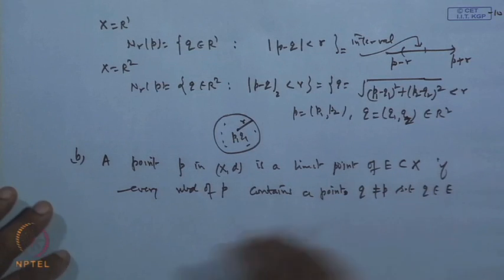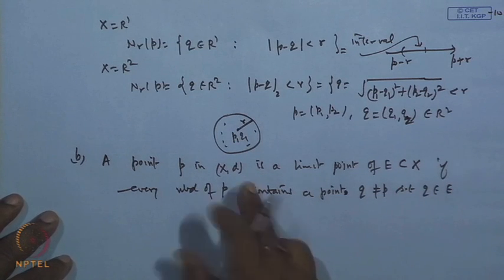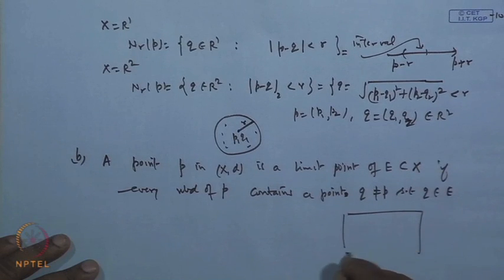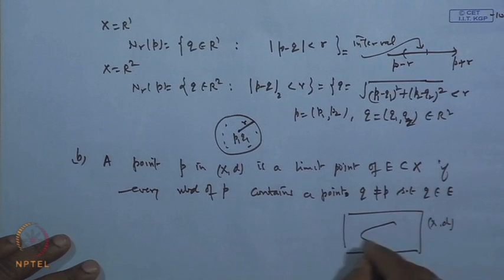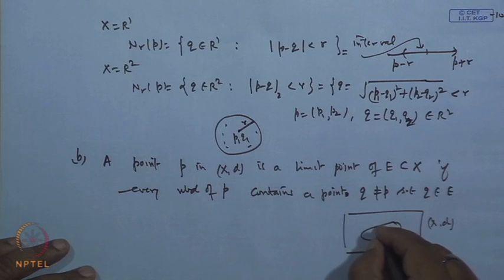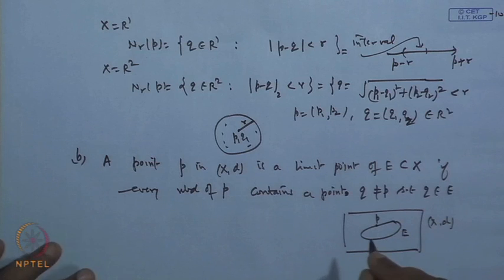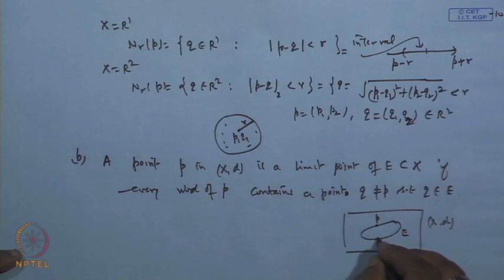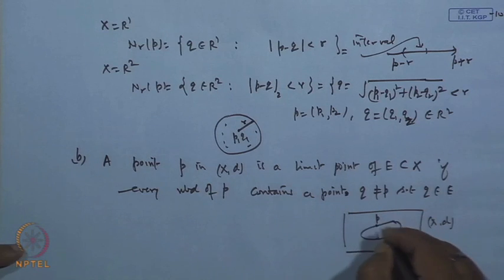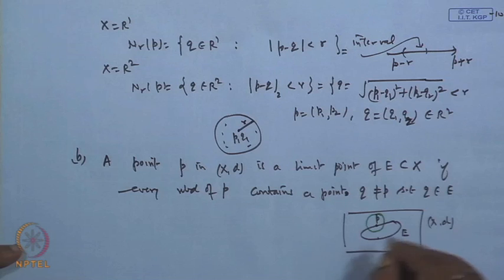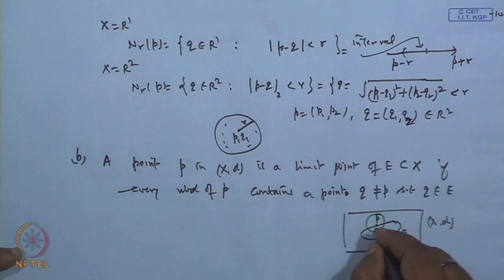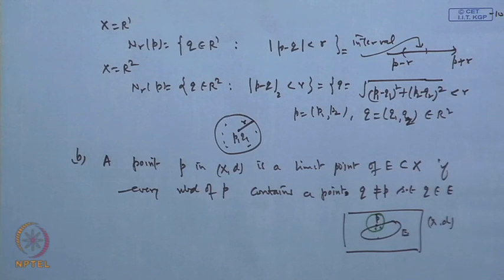So, if this is a metric space X, d and here is the set E, this P may or may not belong to E, but it will be a boundary point of E if it is a limit point. Then P is called the limit point if every neighborhood around the point, suppose in R2 we draw neighborhoods like this, includes a point Q other than P which is in E, then we say P is the limit point of the set E.